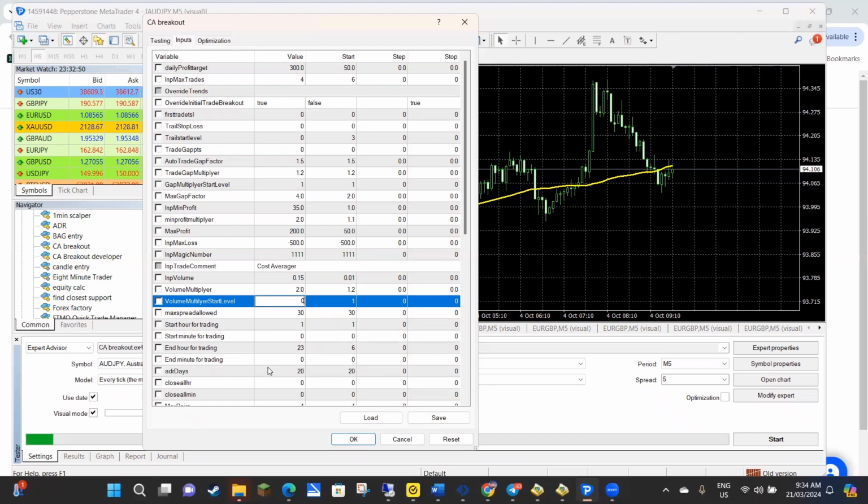ADR days. As I said, some of the calculations like your trade gap factor are based off the average daily range. You can set how many days you want that average daily range to be based off, and by default, it's just set at 20.